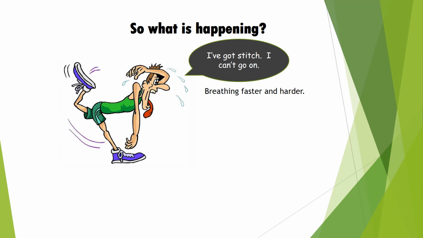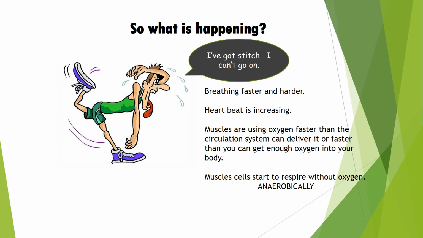So what's happening? When you get a stitch, hopefully you shouldn't have got a stitch from the last little activity, but what you should have realised is that when you have done loads of exercise, you're breathing faster and harder, so the volume of breath brought in each time is bigger, and the heartbeat is increasing. The muscles are using oxygen faster than the circulation system can supply it, and therefore your muscles start to respire without oxygen, which is anaerobically. Glucose cannot be fully broken down by anaerobic respiration.